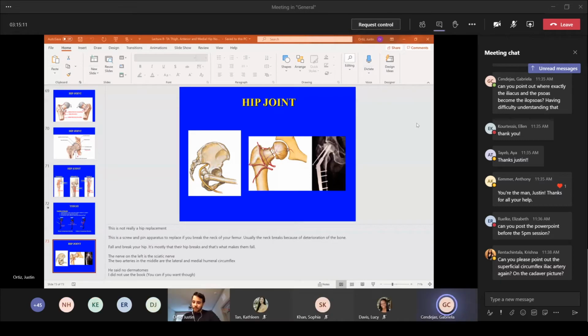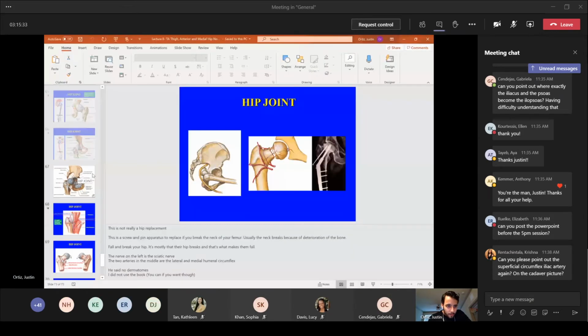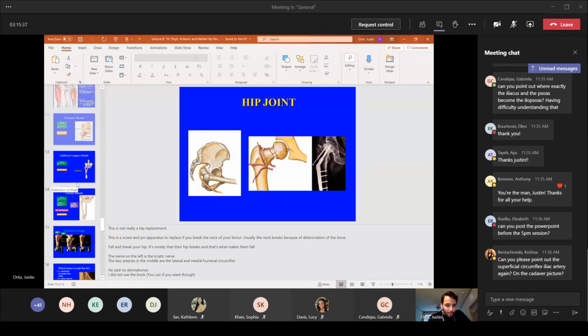Hey, Justin. Can you point out where the psoas major and the iliacus becomes the iliopsoas? I'm just having difficulty. Yeah, you're good. Hold on, let me just share my screen real quick. Let's see if they have a picture of that.